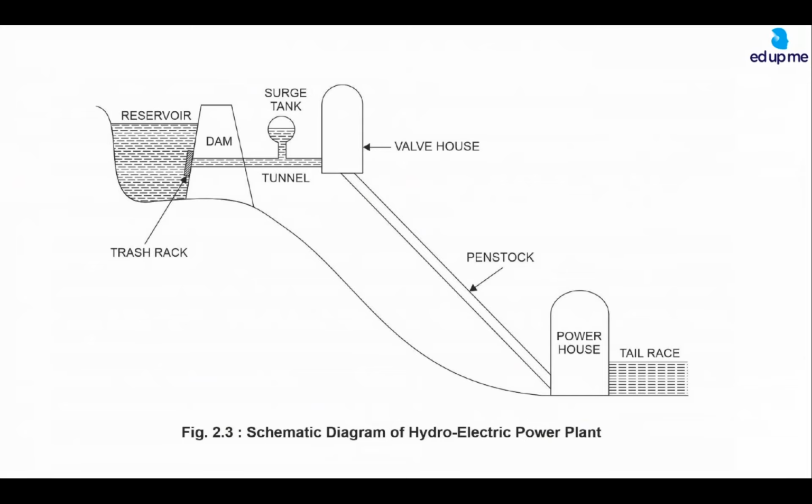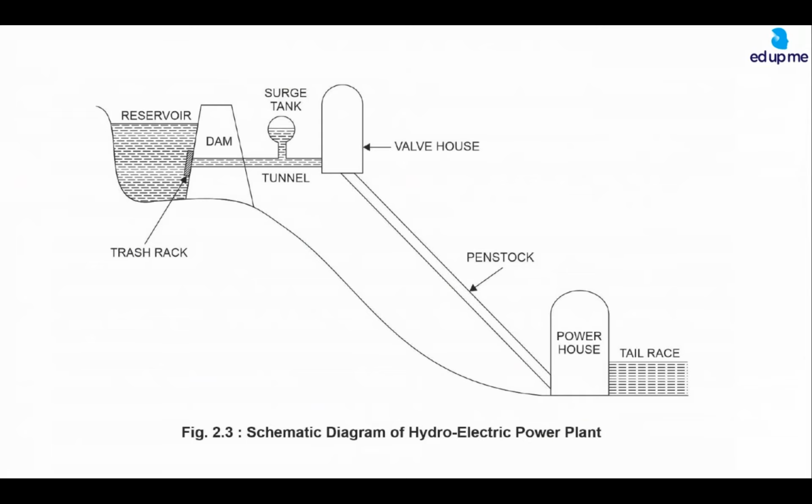Because of the potential height, it will hit the turbine and the turbines will rotate. Hydro turbines are low speed machines, 750 RPM or 375 RPM, that is some 8 pole or 16 pole machine, because the viscosity of water is quite high. Viscosity of steam is very low, so steam turbines can be rotated at high speed. These turbines are rotated at low speed, but yet the frequency is the same. By 120 F by P, if you calculate, the frequency is the same.